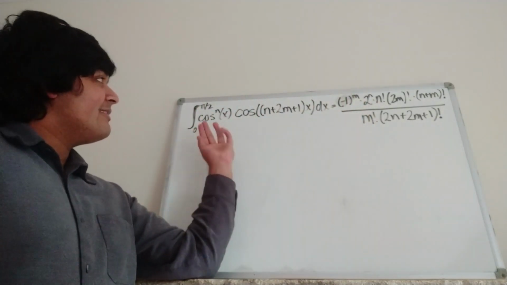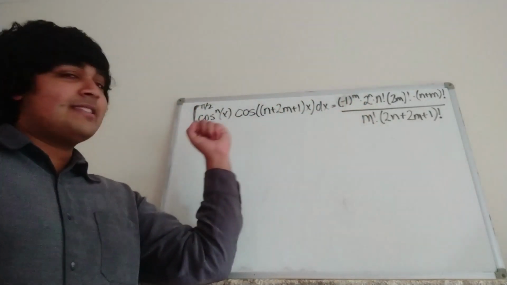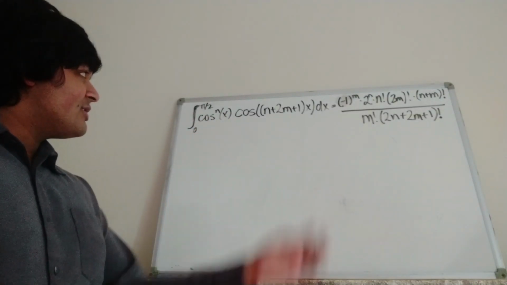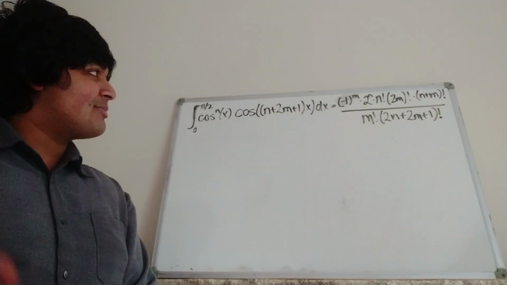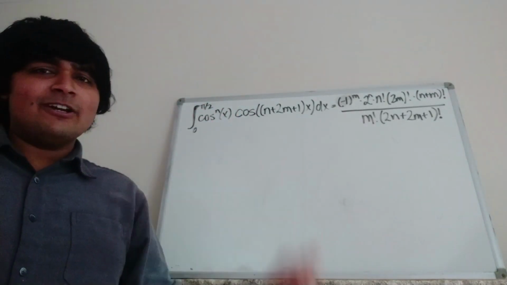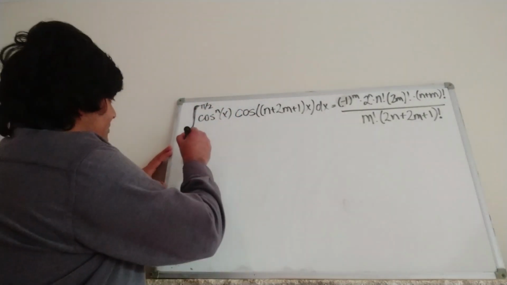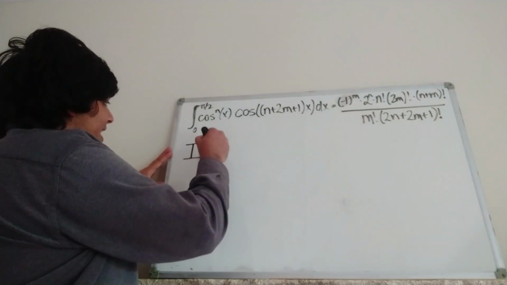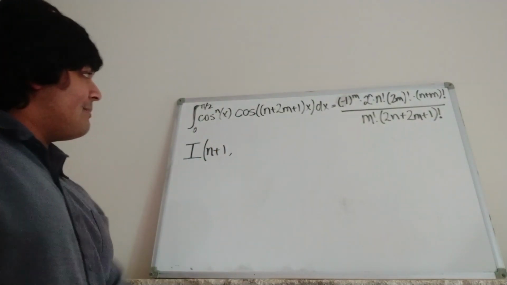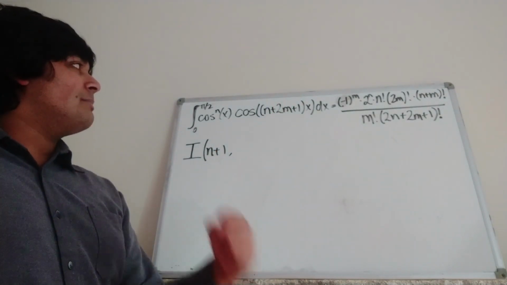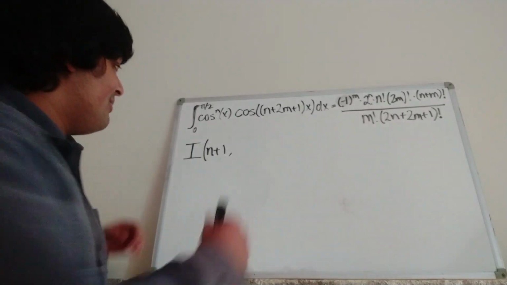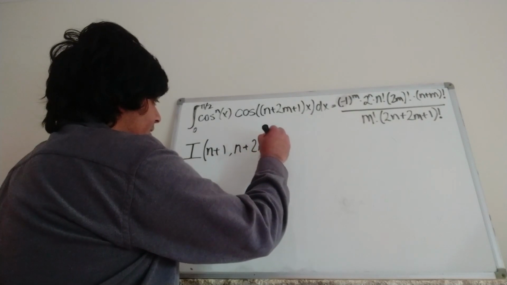We're going to assume that this holds for some n in the natural numbers or 0, and then we're going to look at n plus 1. So what happens when we plug in n plus 1 into this expression here? Notice that we get something in terms of the I function we had earlier. When we plug in n plus 1, we get precisely I of n plus 1, because this thing here will turn into an n plus 1. And when we plug in n plus 1 into this guy here, we get n plus 1 plus 2m plus 1, which is n plus 2m plus 2.